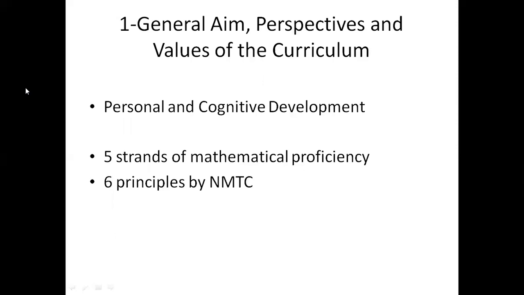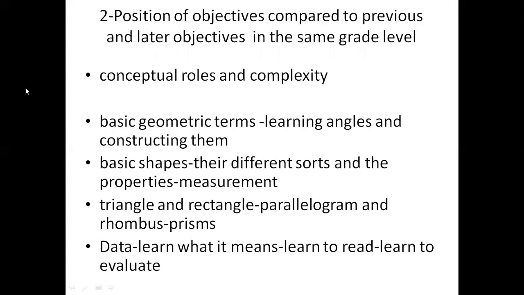The first part was the general aim, perspectives, and values of the curriculum. So we try to support personal and cognitive development of individuals, and objectives correspond to 5 strands of mathematical proficiency, Bloom's taxonomy, and 6 principles set by the National Council of Teachers of Mathematics. Okay, we can pass this.